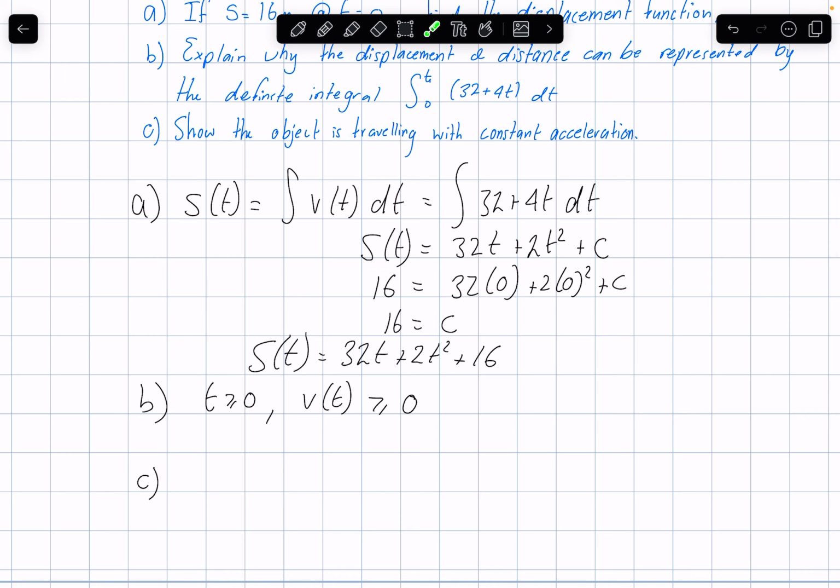Now show the object is traveling with constant acceleration. Well, a of t equals v dash of t, which is the derivative, which is equal to 4 meters per second squared, and that's a constant, so that's constant acceleration.